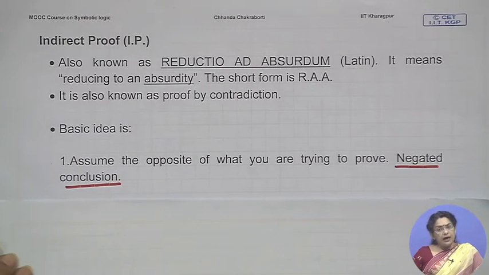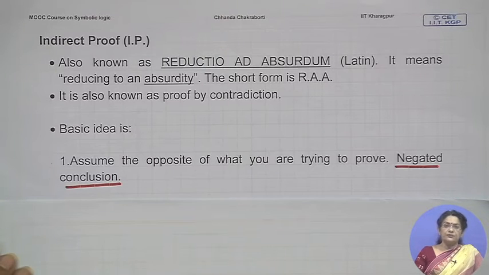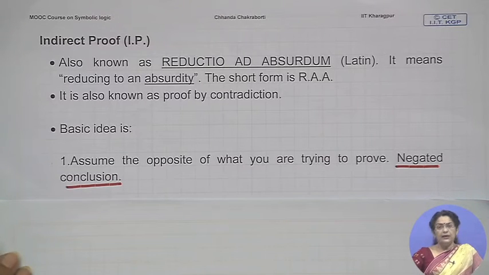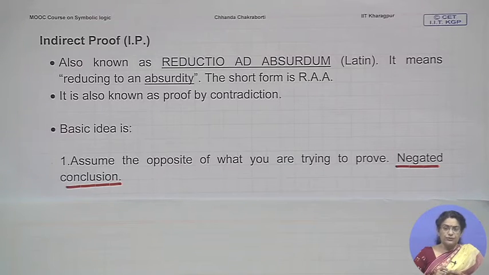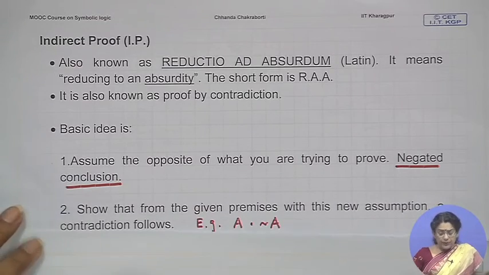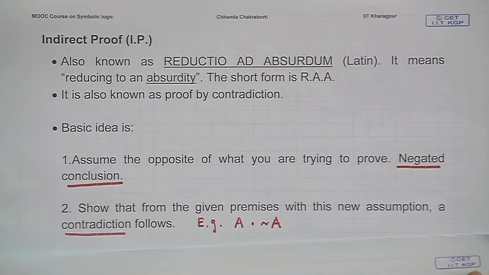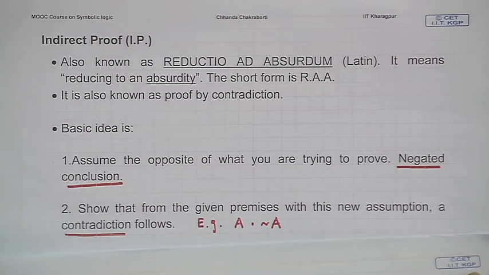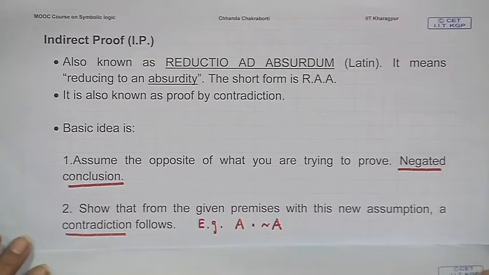So, where do you start? The answer is by assuming the negation of the conclusion, which happens to be the opposite of what you are trying to prove, right, the negated conclusion. How do you go about it? Well, we start with the new premise base, namely our given premises plus the negated conclusion, and then what we try to do with the 19 rules is that a self contradiction follows.